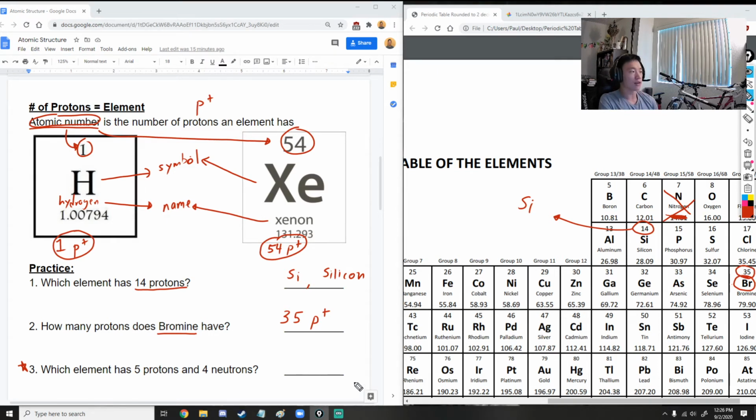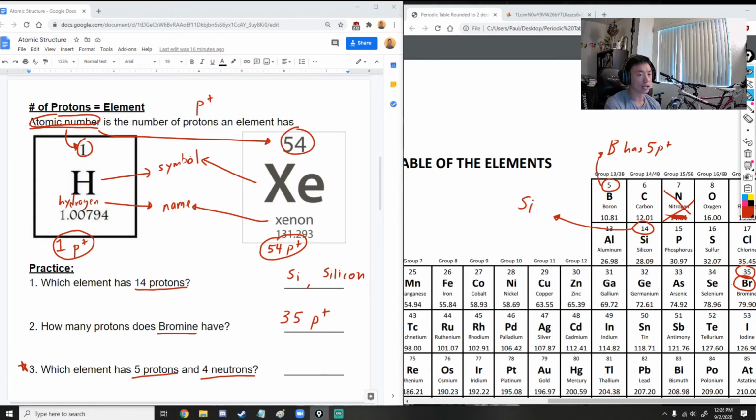Number 3 might have been a little bit tricky because here it's asking us for the element with 5 protons. So we know if it's 5 protons, there should be the number 5 on top. If we look at the numbers on top of each of the boxes, you'll notice boron, this element right here, has 5 protons. So boron has 5 protons because it has the number 5. But this one's a little bit different because it's also asking about 4 neutrons. So does the number of neutrons change anything?